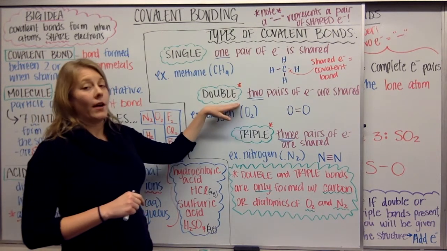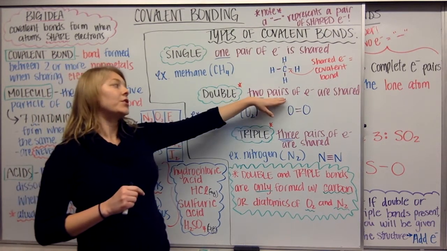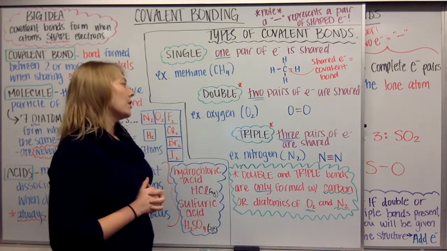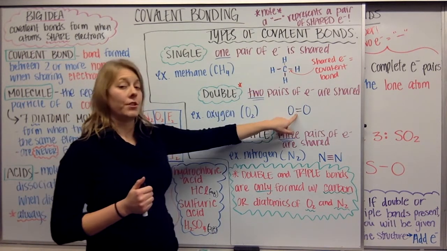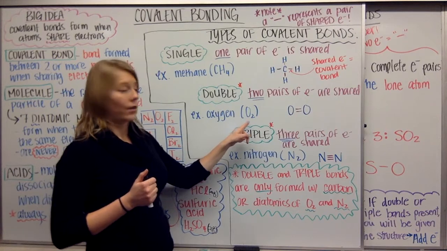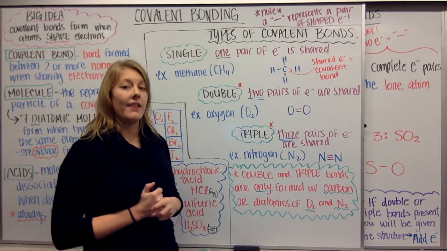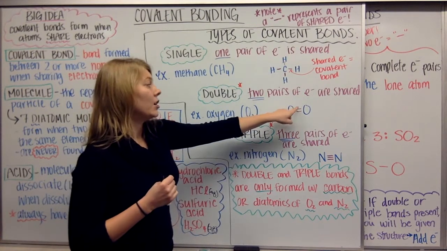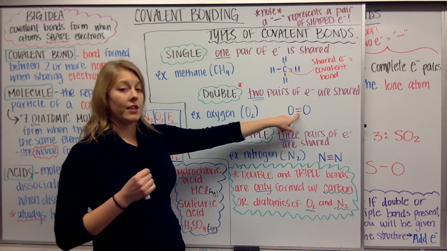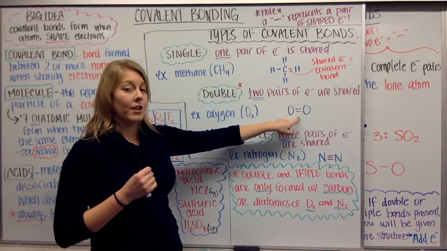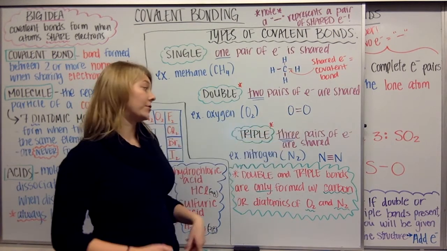We also see double bonds. This is one in which 2 pairs of electrons are shared. All right, so with oxygen, O2, remember this is one of our diatomic molecules, we have a double bond between the 2 O's. The double bond means that 2 pairs of electrons are being shared. How many electrons are being shared? 4 total electrons are being shared.